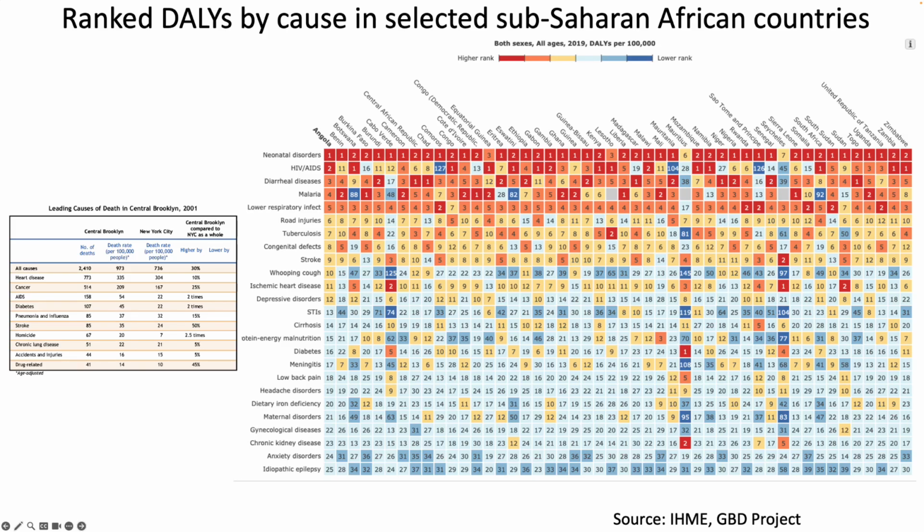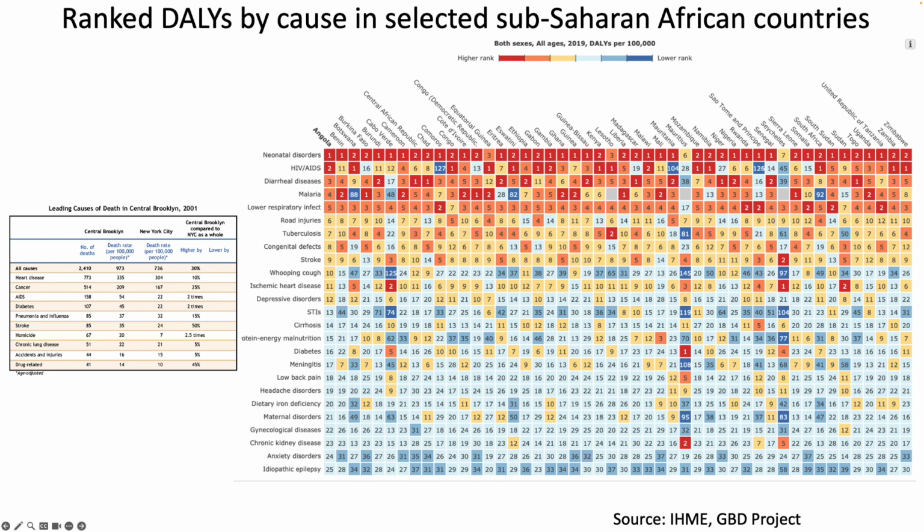And remember the early example of how in New York City, on the left here, it's possible to reliably rank the leading causes of death by neighborhood. We're a long way off from being able to do something similar in most resource-limited settings, but this is a visualization from the Global Burden of Disease project at the Institute for Health Metrics and Evaluation, and they've used the data they have to try to rank causes of death at the country level. And I'm showing here what this data looks like for the sub-Saharan African region.